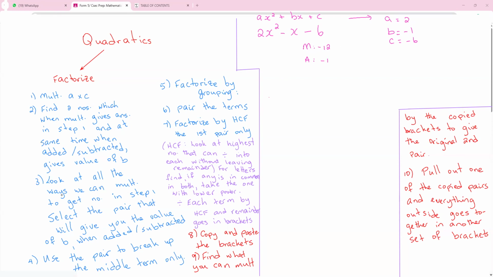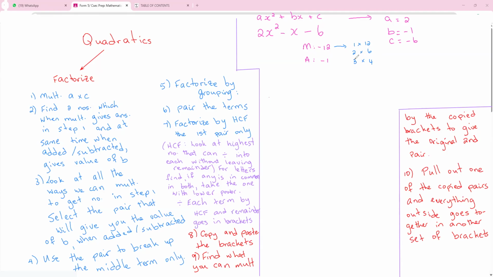So step 3, look at all the ways you could multiply to get the number in step 1. So looking at all the ways I could get 12. Start with 1 times 12, and then we're going to go in order. 2, we could multiply 2 times 6. 3, we could multiply 3 times 4. So look at all the ways we could multiply to get 12.